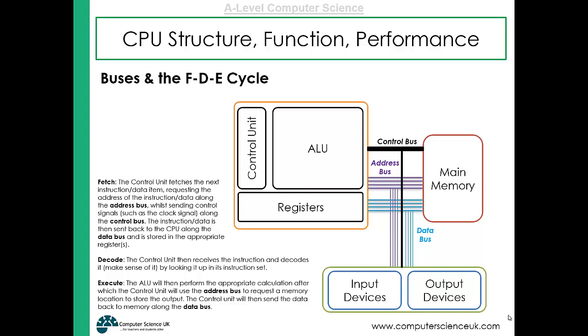It's going to perform the appropriate calculation, after which the control unit will use the address bus to request a memory location to store the output. So even after the execution stage, the address bus is still used. It's used to say, hey, main memory or RAM, whereabouts would you like the data to be stored? And then the main memory will say it needs to be at a particular address. And then the data bus is used to actually deliver the data from the CPU back to main memory or to the input-output devices, depending on the situation.